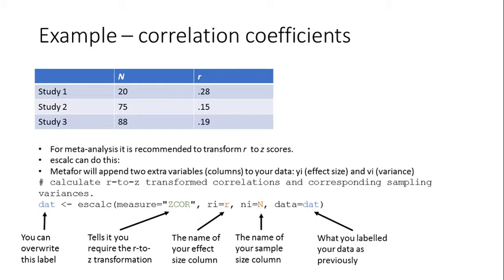If you run this command, what it will do is append these last two columns to your data. So if you had your R column here, it's transformed that to Z. So the yi is the effect size column, and the vi is the associated variance.